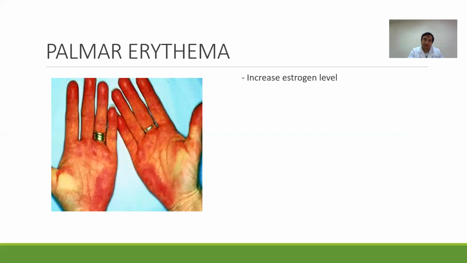Okay, another important finding is palmar erythema. We can see erythema of the palm, and the central part is pallor. This is again caused by the increased level of estrogen, and you can see this type of palmar erythema in so many conditions. Other than CLD, you can see it in a patient who has CO2 retention, who has polycythemia, like that. But in a patient with CLD, or in a suspected case of CLD, please do not forget to check their palm. Okay.